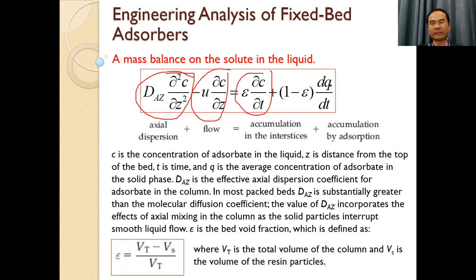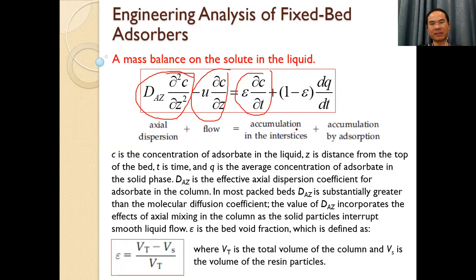This is the concentration of solute accumulated in the adsorbent, or accumulated by adsorption. This is the amount of solute accumulation in the interstice or in the void. That's right, or in the void. For this case, we have 3 terms, right?